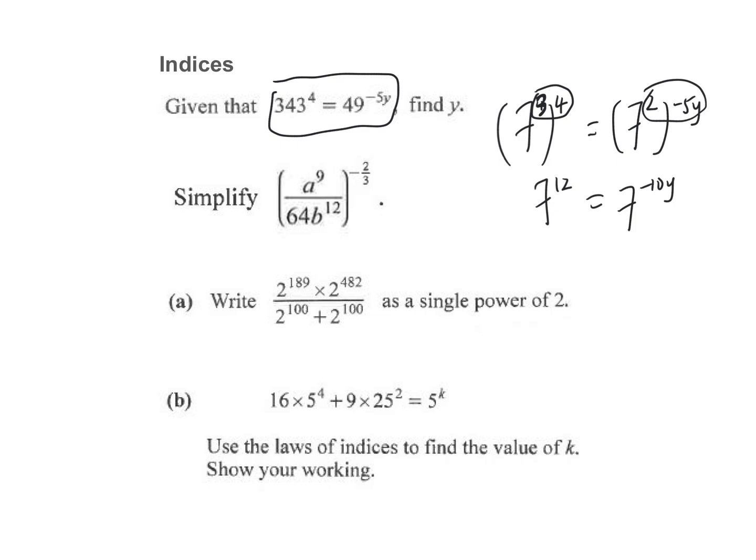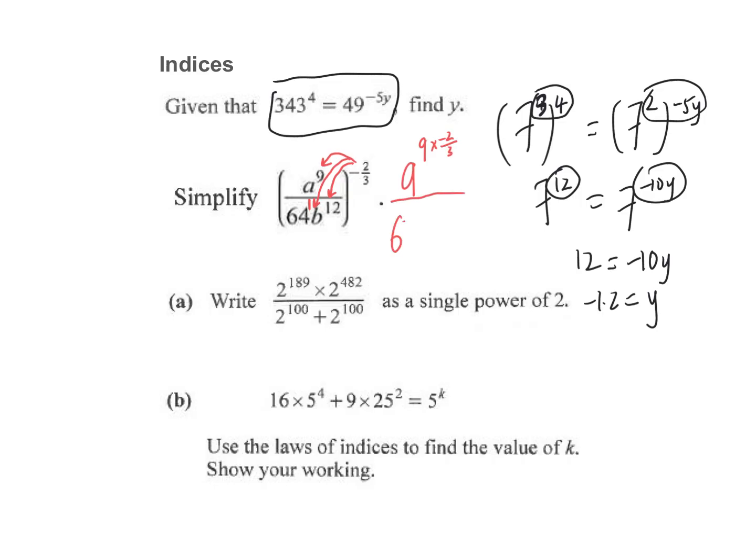So when you know the powers are equal, then you can solve. So y is just minus 1.2, like that. So when you see two numbers, make them the same base. That's the key. What about this one? Remember, all of them must get the same power. So 64 has a power 1. All of them must get the same power. So a, you must apply power minus 2/3. The 64, you must apply power minus 2/3. And b, you apply the power minus 2/3.